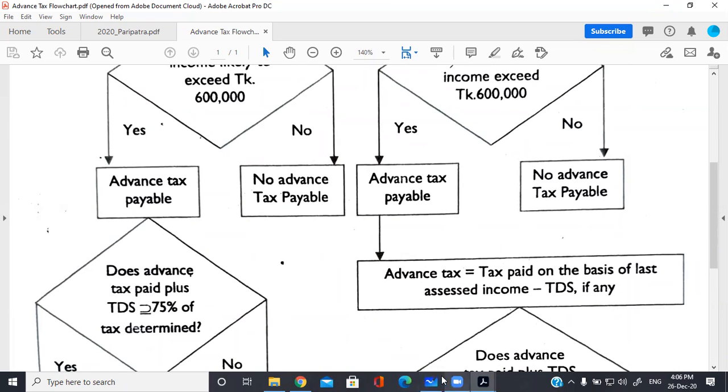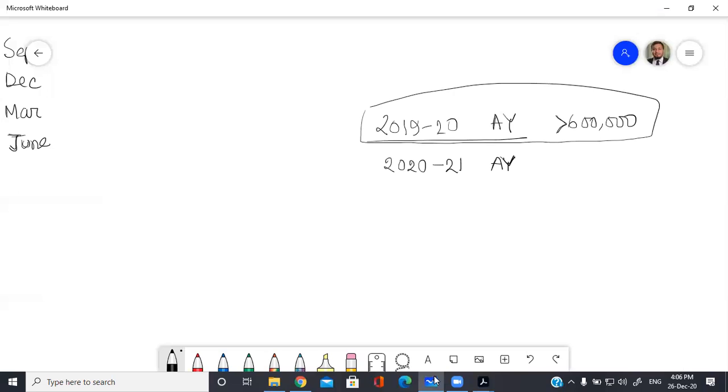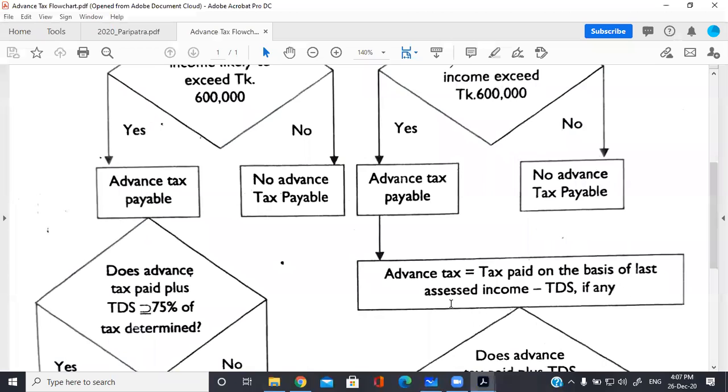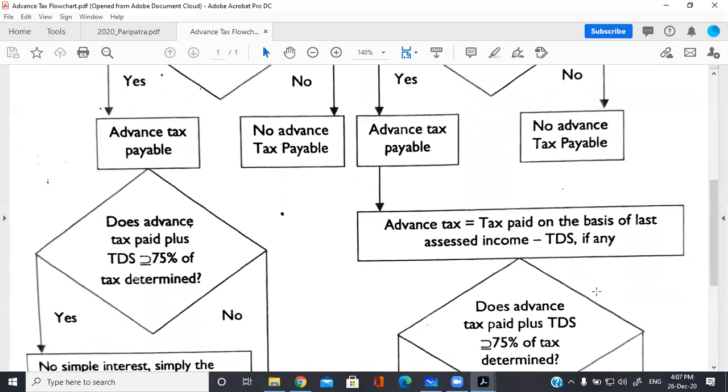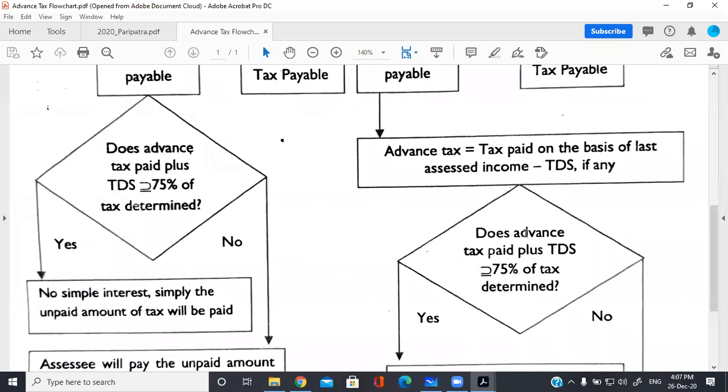Say you have paid taxes approximately 50,000 taka, and in this year you are thinking that 10,000 taka will be charged by the TDS. In that case, in this year, advance tax is to be paid approximately 40,000 taka. So it is tax paid on the basis of last assessed income minus TDS, if any. Sometimes if you have some income on which TDS is not applicable, in that case, this amount may appear zero. In that case, how much you need to pay as advance tax? The amount of tax which you calculated based on the assessment of the last year.